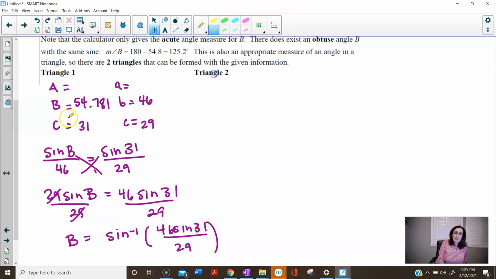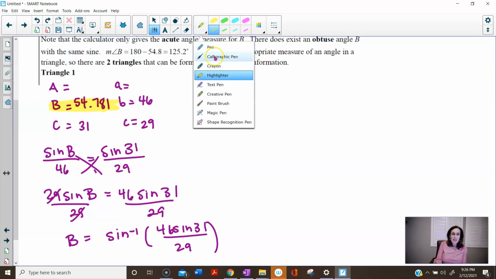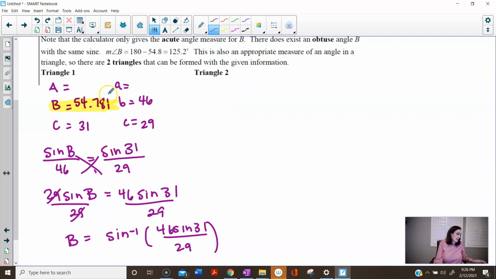And what's really important here is you want to highlight this because this was the first angle that you found. And this angle happens to be acute. So now to find angle A, just 180, subtract these two, is going to give you 94.219. And you can add the little degree sign on all of these. Okay, and then you're going to use the law of sines again to find side A, and just to shortcut it, I'll give you what that is. So it's 56.154.